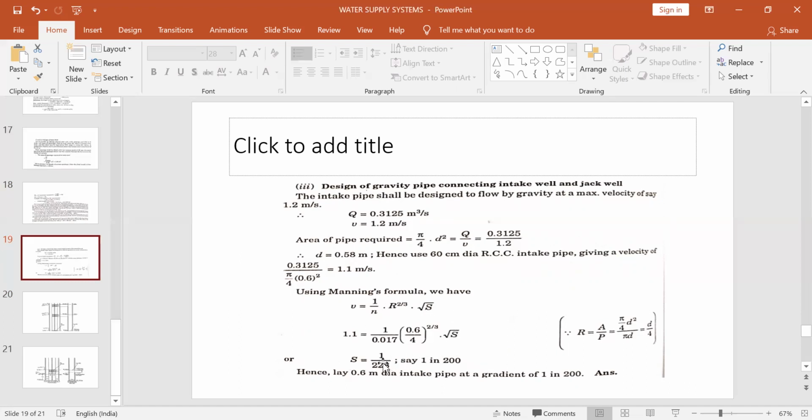So S is 1 by 228. So this figure you can round to the nearest 200 or 300. So say you are providing 1 in 200. So you are providing this at a gradient of 1 in 200. Okay. This completes your design of the intake well. Thank you for listening to this video.